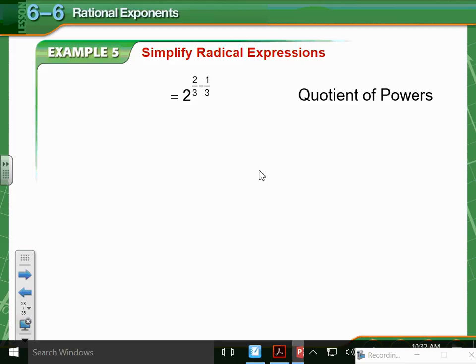And then when we subtract the exponents, we have like bases. And we have 2/3 power minus 1/3 would give us 1/3, which is the same as cube root of 2. Let's go back over that one more time.